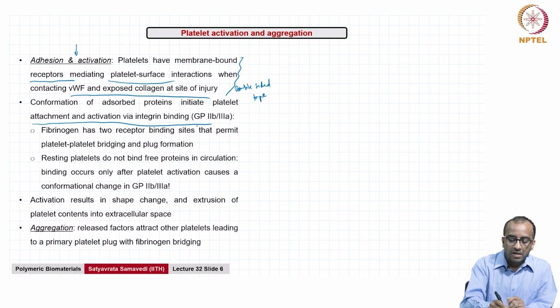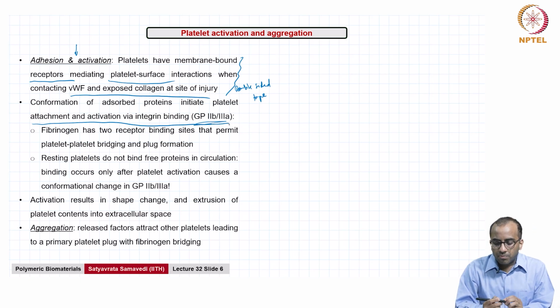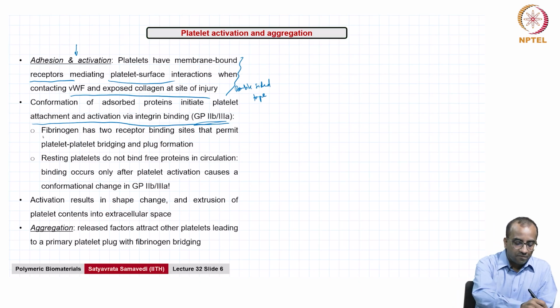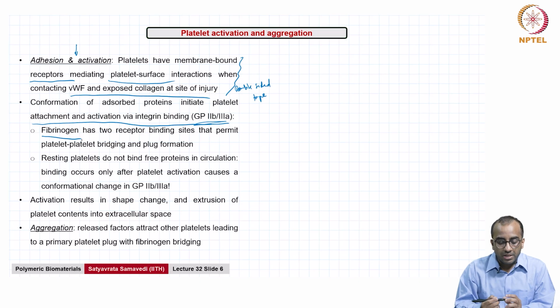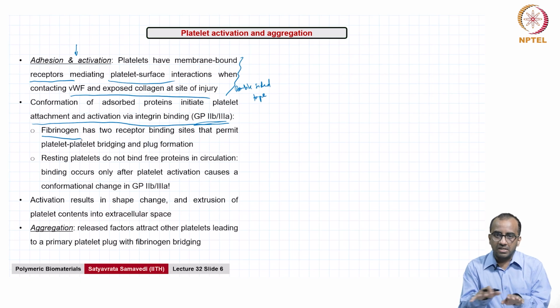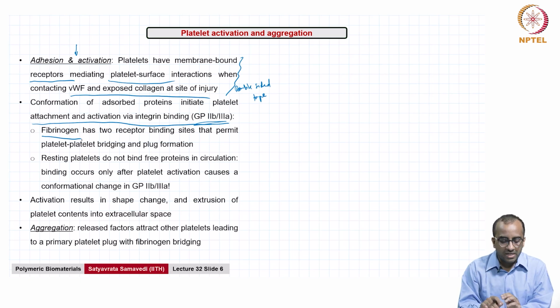For example, here it is through glycoprotein 2B3A, which is actually an integrin. And we note here the role of fibrinogen, which we have seen in the previous lecture, lecture number 31, where we talked about its role in platelet adhesion. Here we are looking at some details of that process. So, fibrinogen has two receptor binding sites that permit platelet bridging and plug formation. So, not only does it help bind platelets, it can also help bridge across platelets.